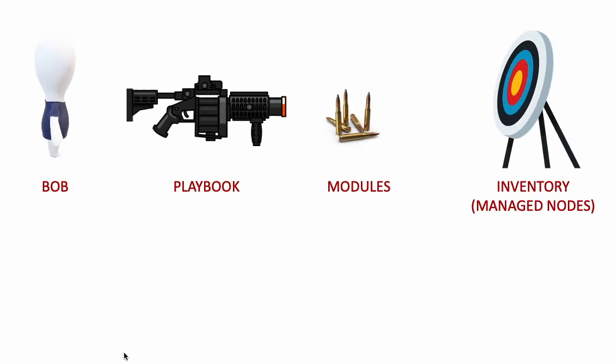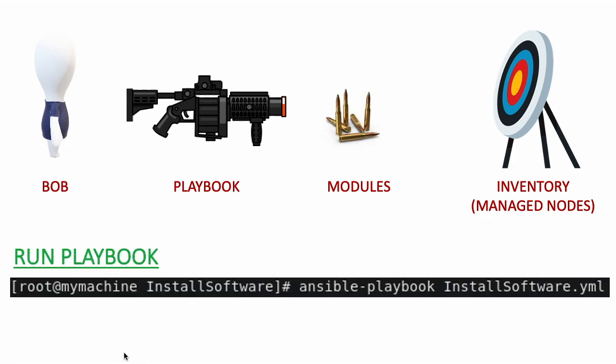If I sum up everything, it looks something like this. Bob has a playbook which has been loaded with the correct modules, and now Bob is ready to fire this playbook using Ansible on the inventory, wherein he has defined his targeted managed nodes, which are servers 1, 2, 3, 4, and 5. So the command for that is ansible-playbook followed by the name of playbook. So in our case, the name of our playbook is install software.yaml. So Bob will fire a command ansible-playbook install software.yaml.